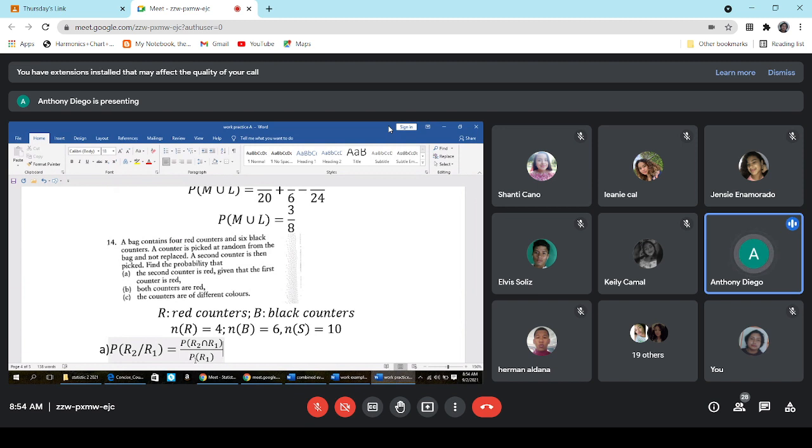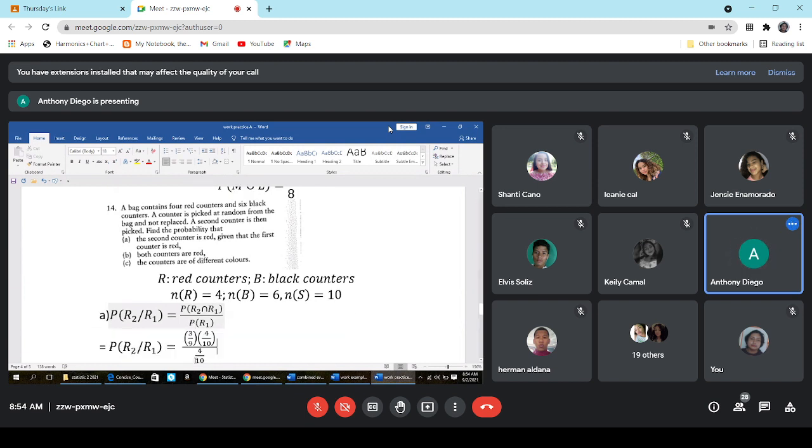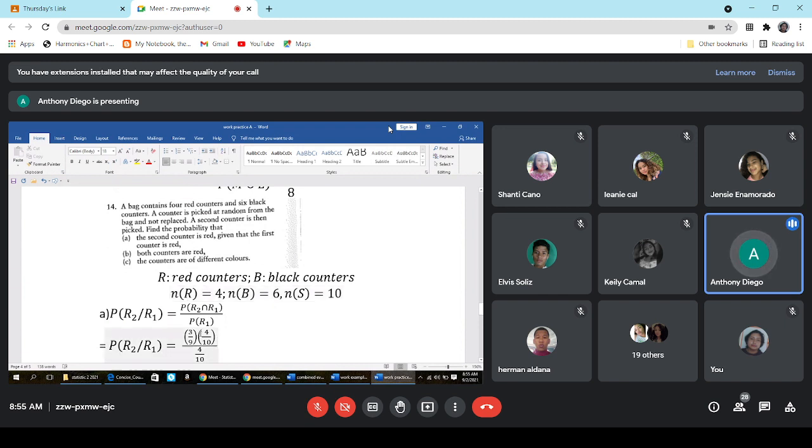The first one is red. So it's not an independent event. How do we get 3/9? Because 3/9 would have been the second counter. Remember, we have 4 red counters. But if the first one is already red, then we only have 3 red counters remaining. So that's 3/9 for the second pick.